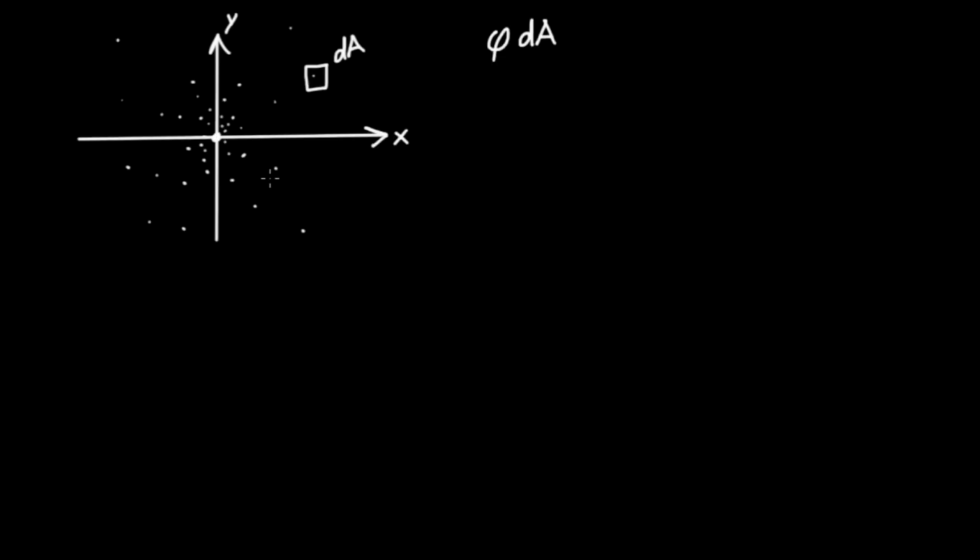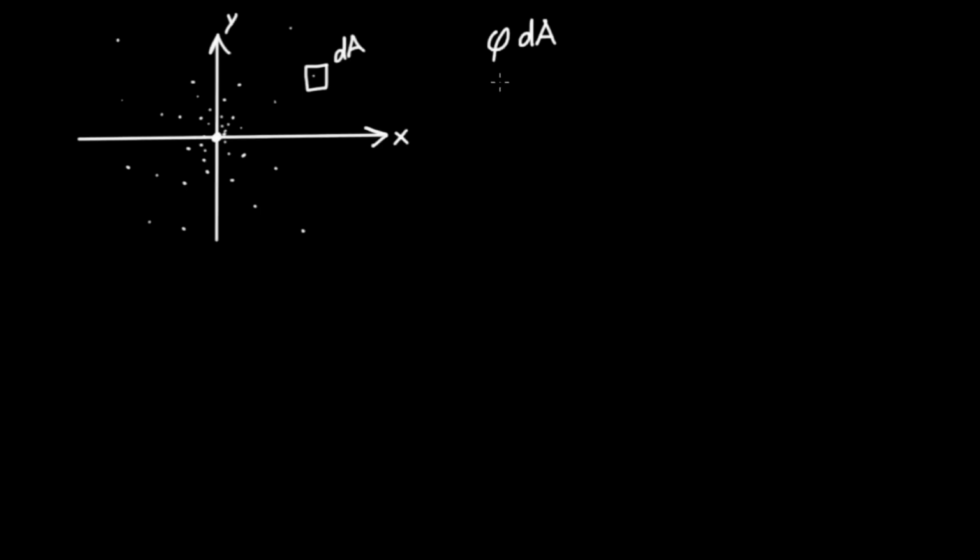Another higher level feature of this function phi should be that if you integrate over all x and all y from minus infinity to infinity, you should get 1. And why is that? Because the probability of finding a dart anywhere on this 2D dartboard should be 1.